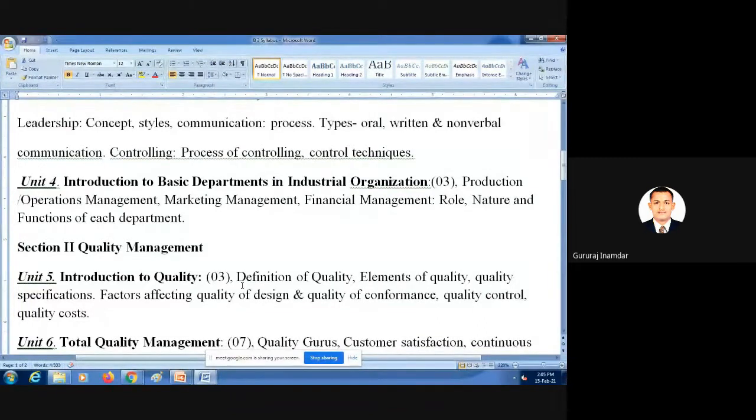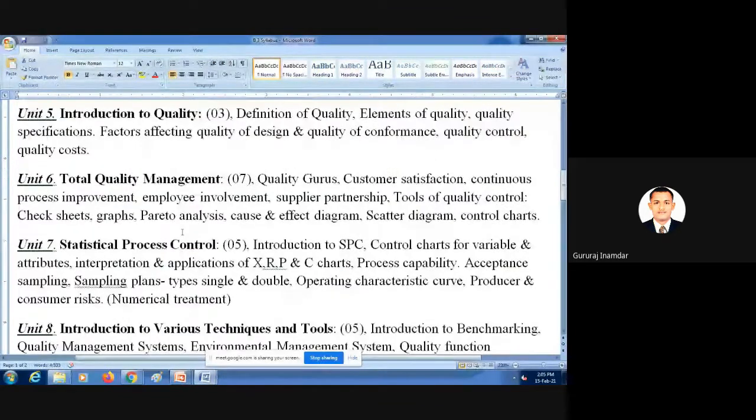Now the second section is quality management, which also has 4 chapters: introduction to quality, total quality management, statistical process control, and introduction to the various techniques and tools. Now the first chapter is introduction to quality.